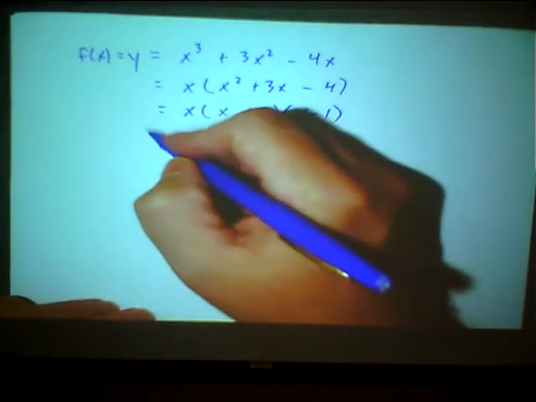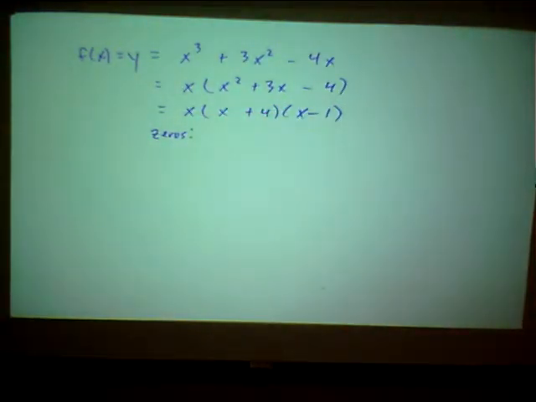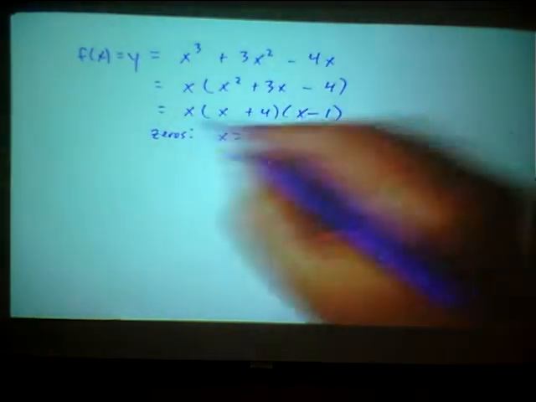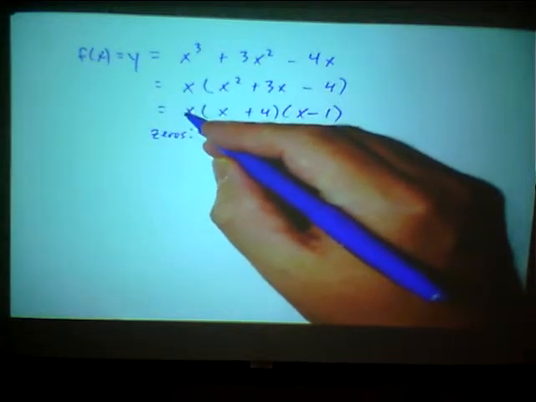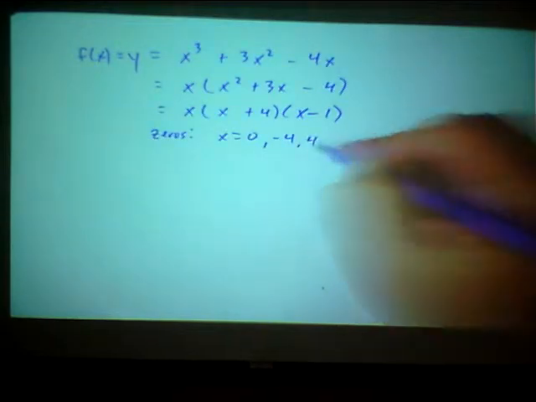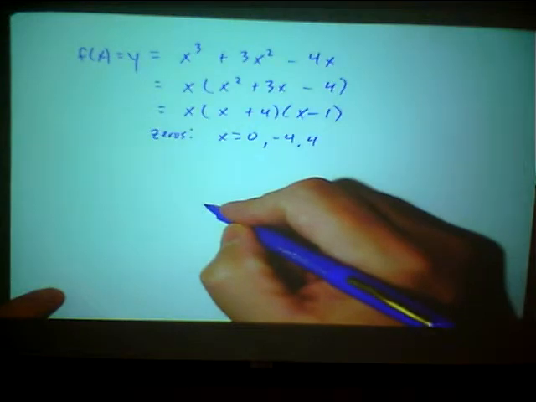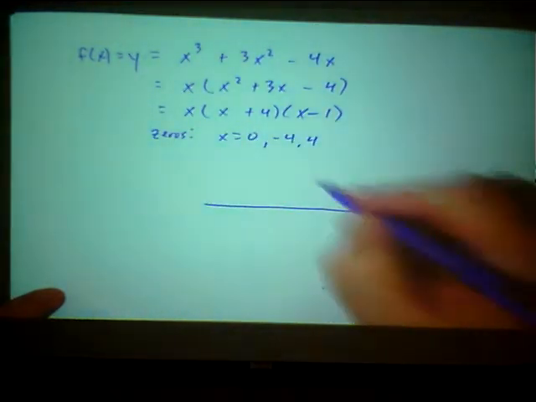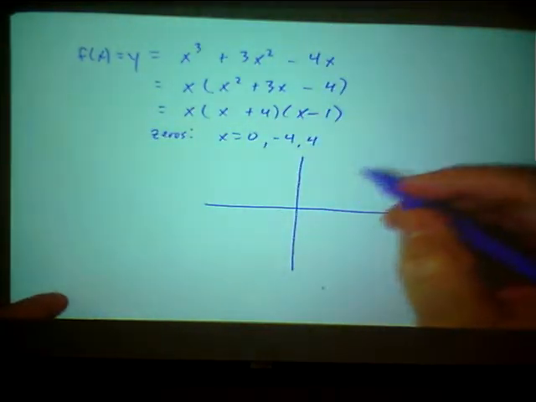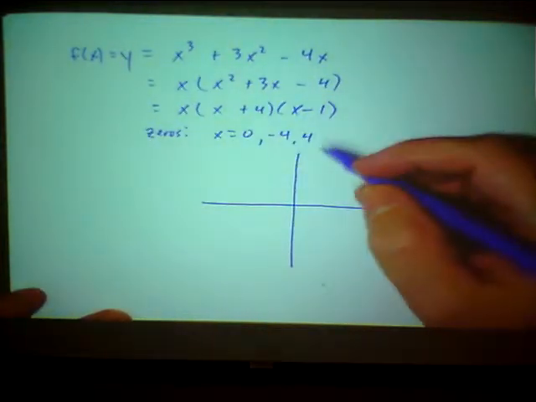So what are my zeros? If I set f of x to 0, then the zeros are going to be this first factor. In other words, what value of x would cause this whole thing to be 0? It's going to be 0, and then minus 4, and then 4. So let's go ahead. I can start out with my graph and break it up into regions, and then do my sign chart, and then fill in the graph.